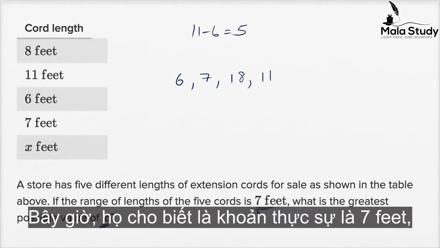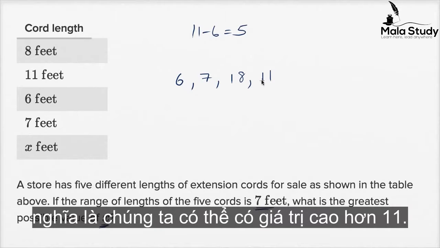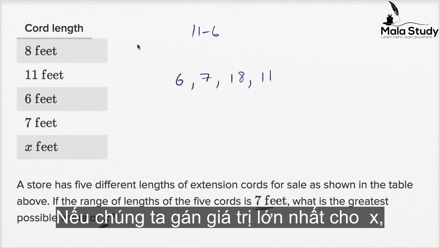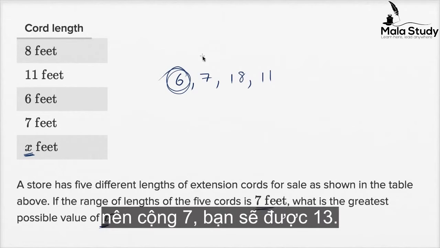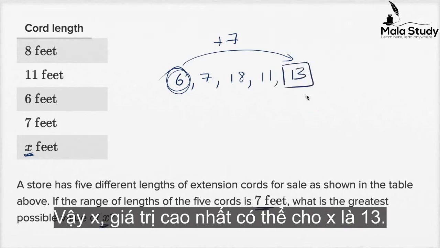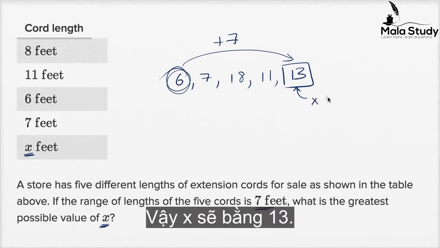Now they tell us that the real range is 7 feet. So that means we can go even higher than 11. And one way to think about it is, if we need to maximize the value for x, then we need to go 7 higher than the lowest value. So the lowest value is 6. You go 7 higher than that, so plus 7, you're going to get to 13. So x, the highest possible value for x, is 13. So x would be equal to 13. So x is 13 right over here.